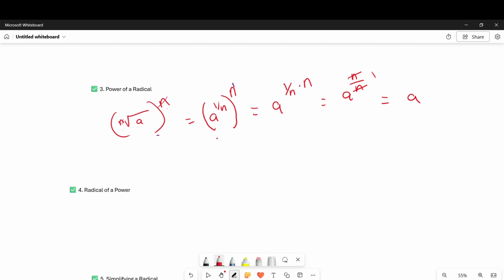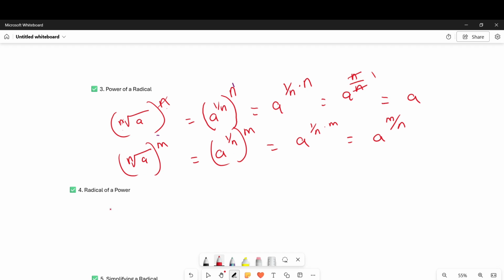The answer will be a. If both are different, the nth root is here and the raised power is m. So what happened? a to the power 1 by n, the whole power m. The value will be a to the 1 by n times m, which is a to the m by n. We can simply convert this radical expression into exponent form.